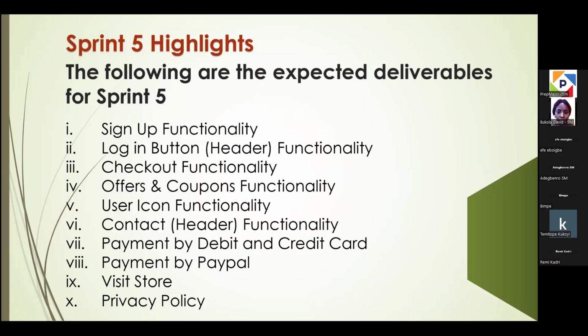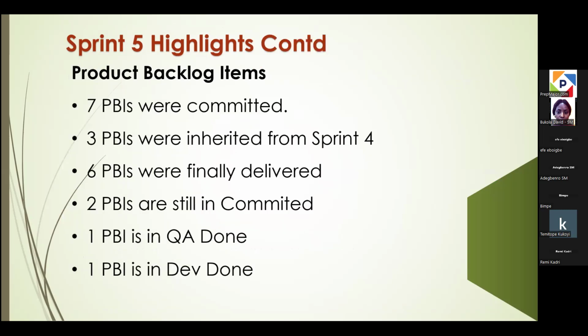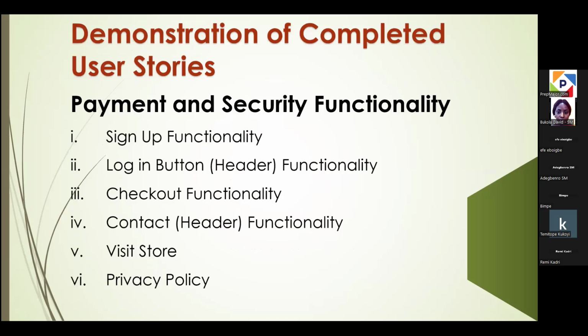These are the expected deliverables for sprint 5. These ones were committed and the ones were inherited from Sprint 4. 7 PBIs were committed, 3 were inherited from Sprint 4, 6 PBIs were finally delivered, 2 PBIs are still in committed, 1 PBI is in testing, while 1 is in dev done.